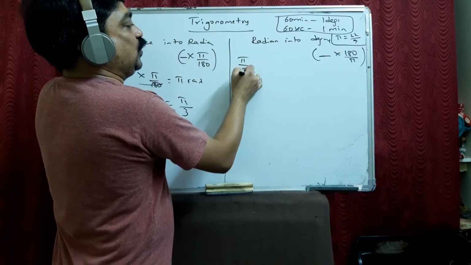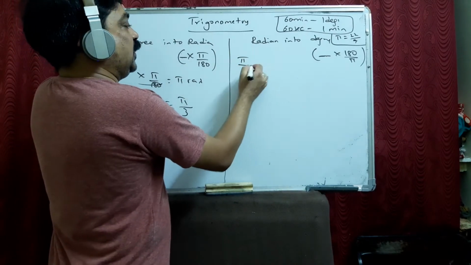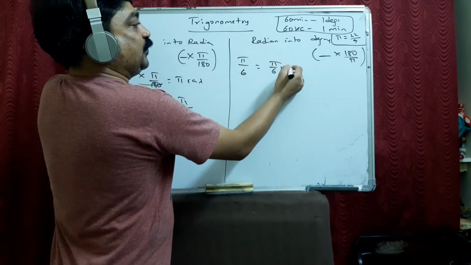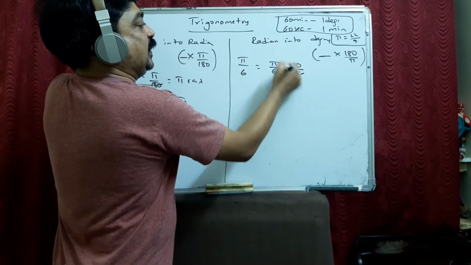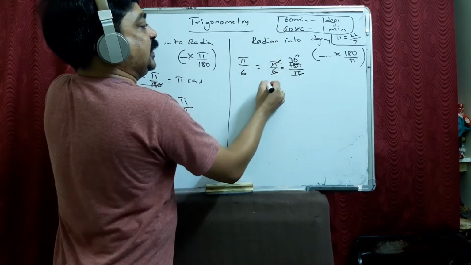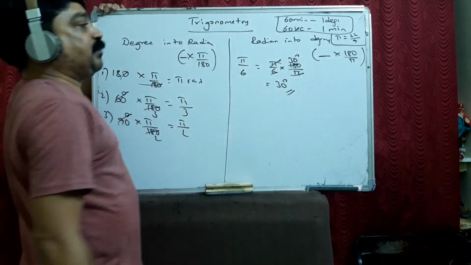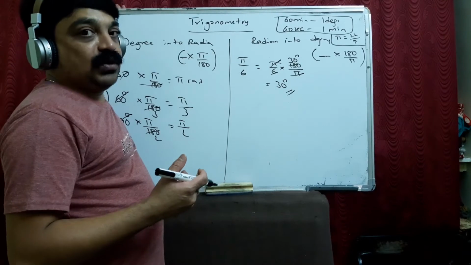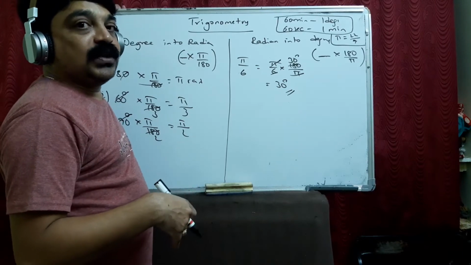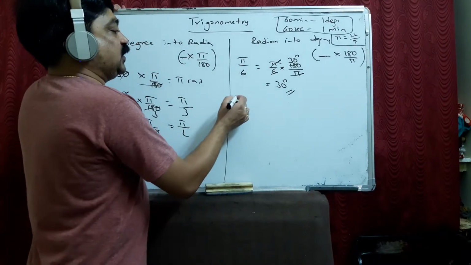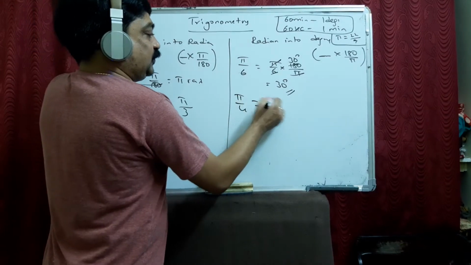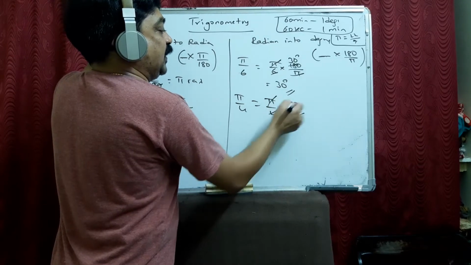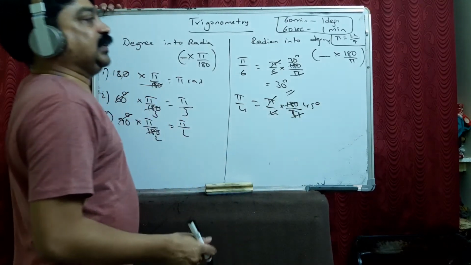suppose pi by 6 radians, same we do here, pi by 6 into 180 by pi. Here pi gets cancelled, it is 30 degrees, no doubt. So if pi is getting cancelled, you can do like that. But if pi is not getting cancelled, then you are supposed to write pi value as 22 by 7. Suppose if it is pi by 4 into 180 by pi, it gets cancelled, it is 45 degrees, like that.